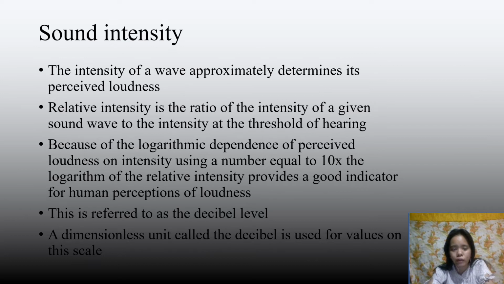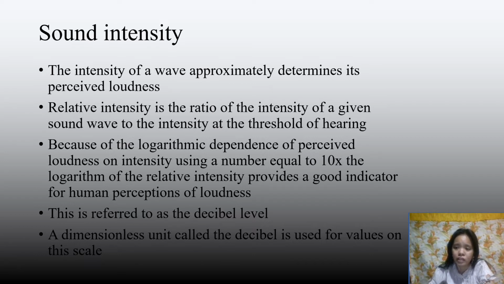The intensity of a wave approximately determines its perceived loudness. Relative intensity is the ratio of the intensity of a given sound wave to the intensity at the threshold of hearing. Because of the logarithmic dependence of perceived loudness on intensity, using a number equal to 10 times the logarithm of the relative intensity provides a good indicator for human perception of loudness. This is referred to as a decibel level. A dimensionless unit called the decibel is used for values on this scale.